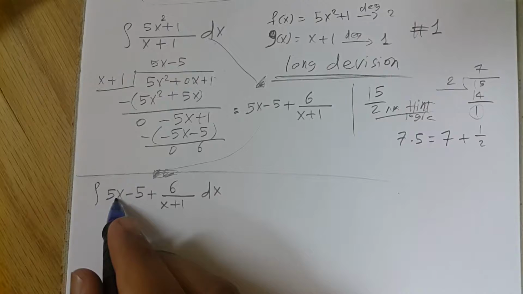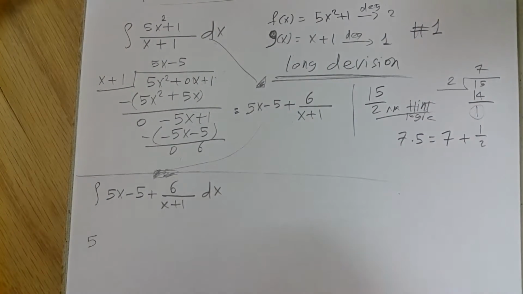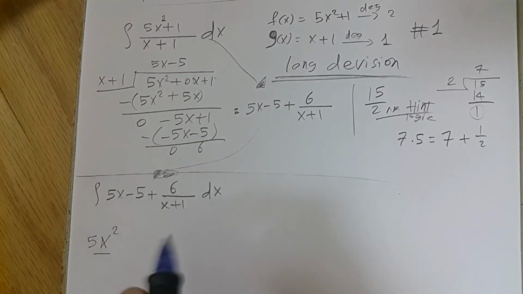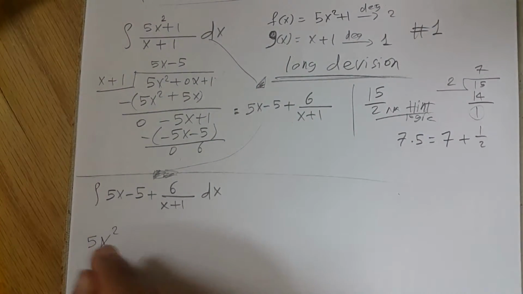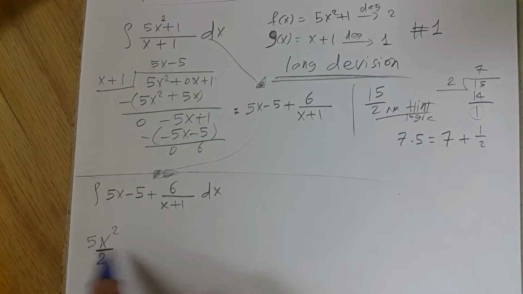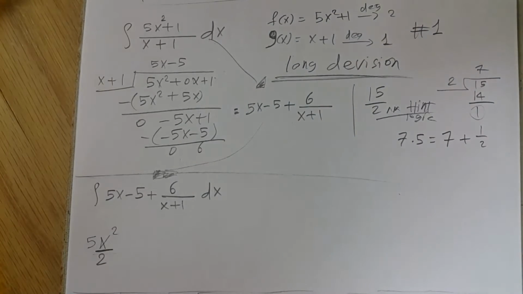So what's the integration of 5x? It is 5, because 5 is just basically a constant, so we can just pull it out, and it will be x squared divided by what? This will be x squared divided by 2. And I always keep checking by just deriving it very fast in my brain.